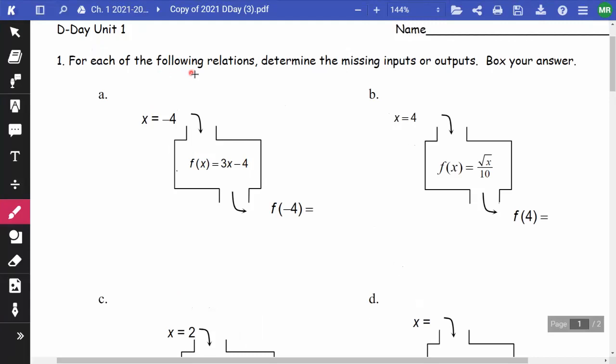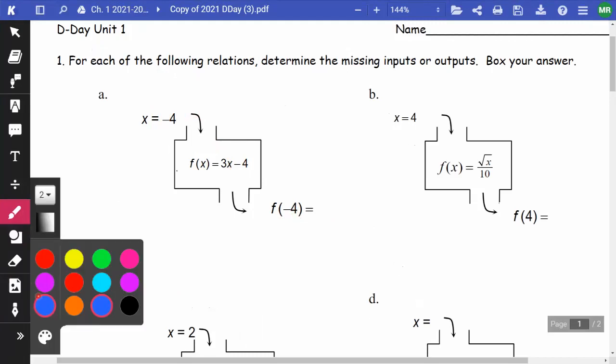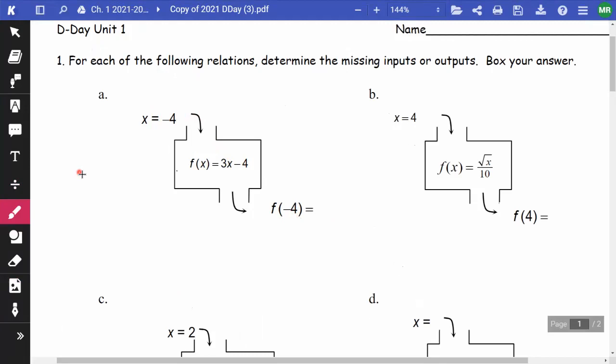So on these function machines, on this first one, we're gonna substitute in -4 into this equation for the X, okay? So what this F of -4 is saying is they want us to find the output when our input is -4. So I'm gonna grab a color, okay? And I'm going to substitute it in to this equation for my X.